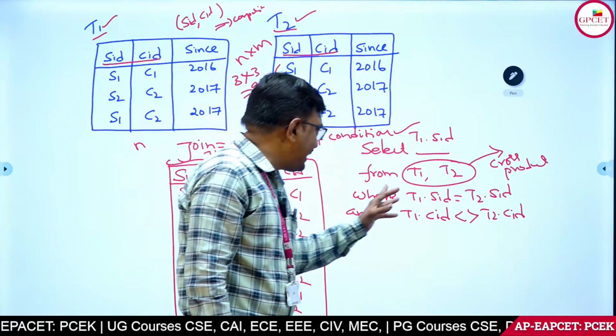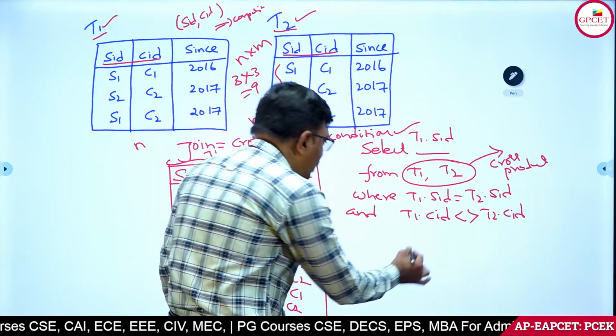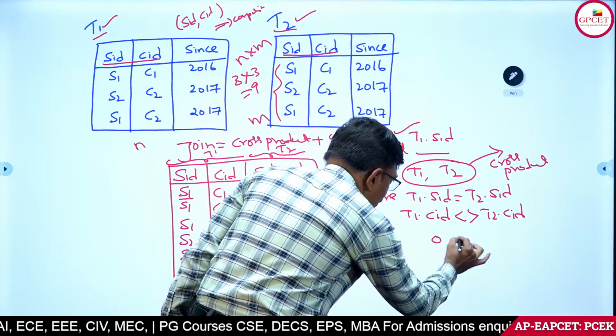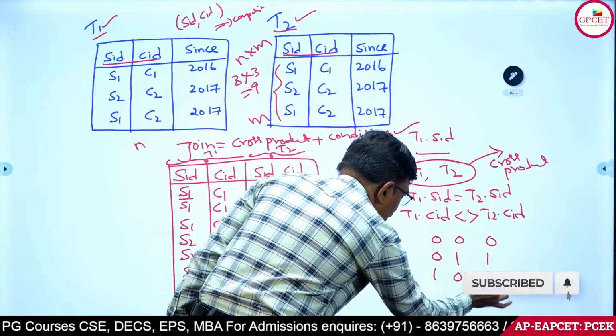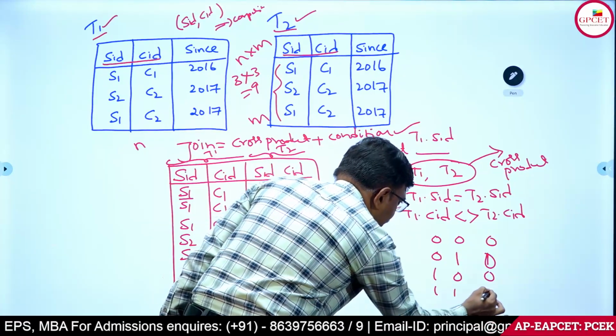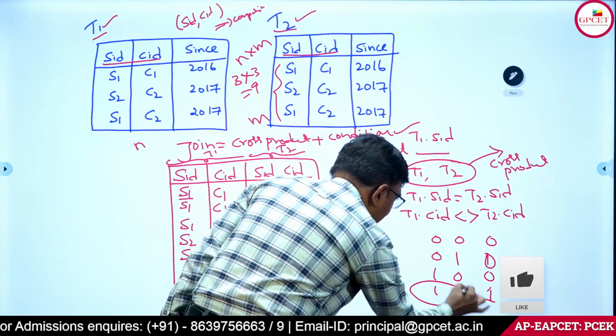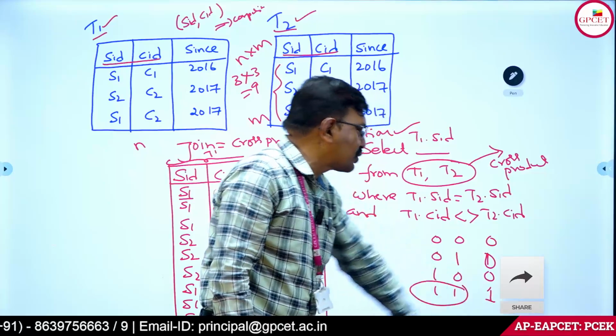What is that condition? Where T1.SID equal to T2.SID, and the AND operation. What is the AND operation? Truth table: 0 0 0, 0 1 0, 1 0 0, 1 1 1. You can get the output only when both inputs are compulsory, must and should be satisfied. Then we can get the output as 1.